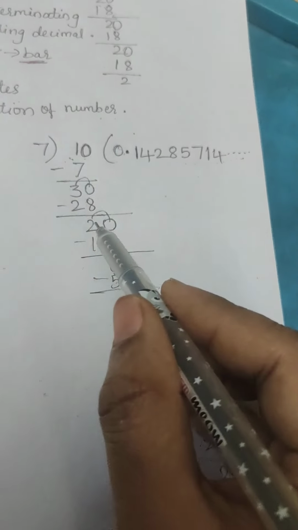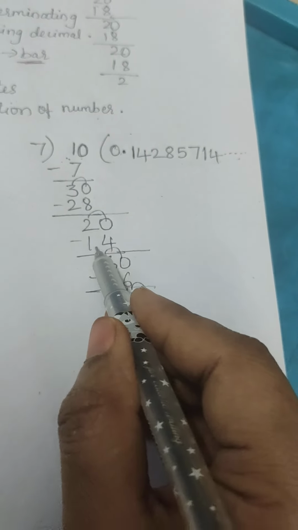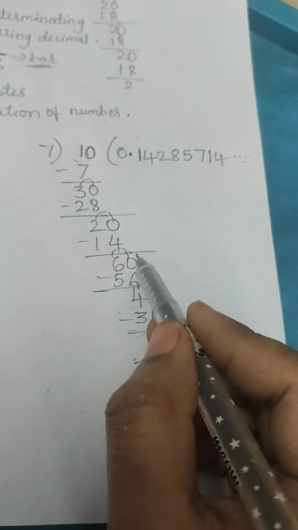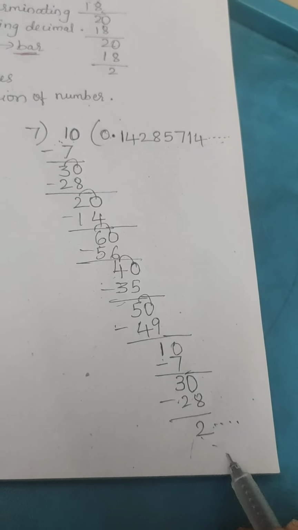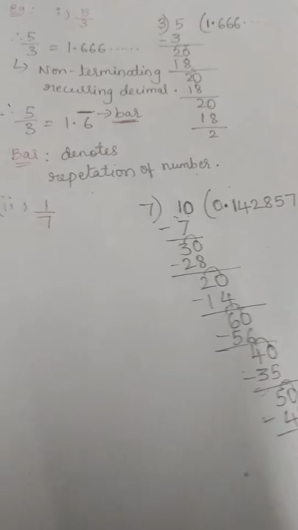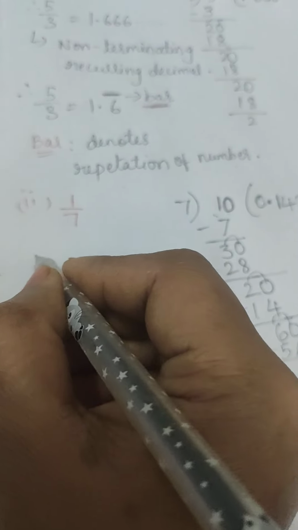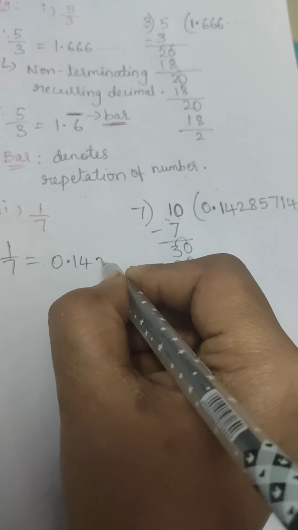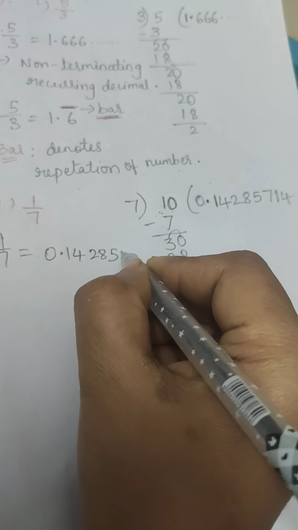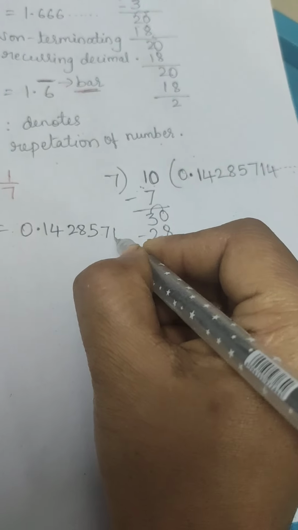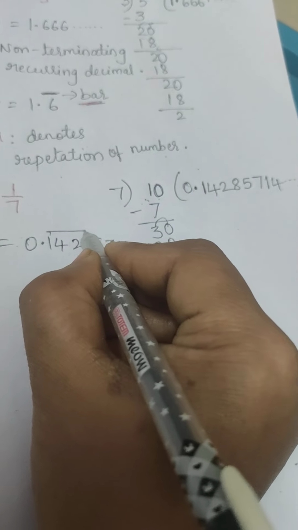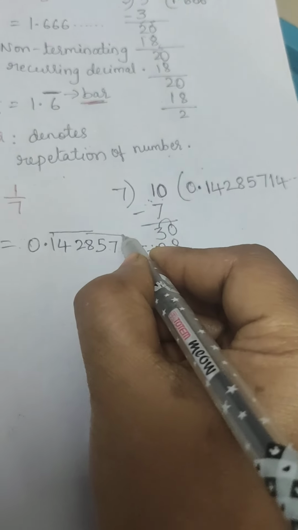Next we get 20. Again 14 minus 14. Next, if we subtract, we get 60 minus 56. This process is going on. Now 1 by 7 is equal to 0.14285714 and so on. Now we put a bar over 142857.